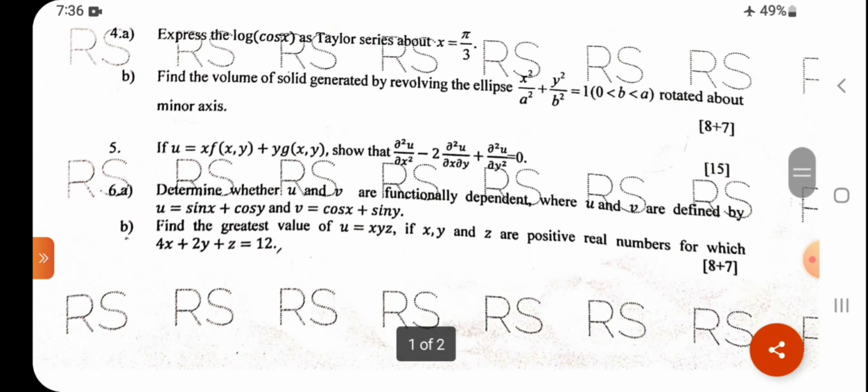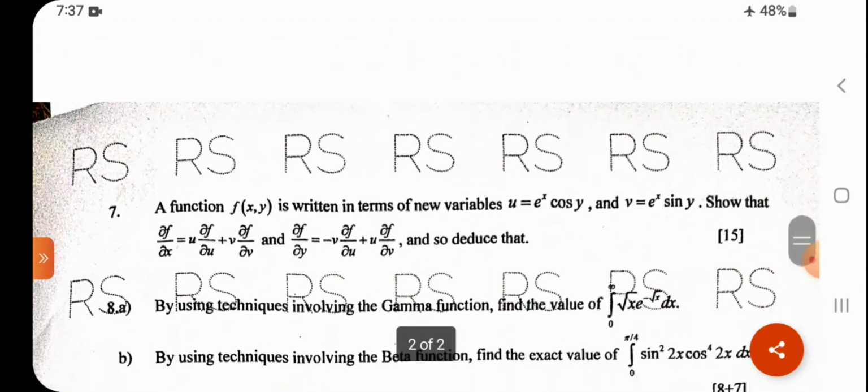Sixth a bit: determine whether u and v are functionally dependent. That means indirectly you are calculating the Jacobian for u and v. Already u and v are functions of x and y, and x and y are the variables. You calculate the Jacobian. If the Jacobian is equal to 0, you call it dependent; if not equal to 0, independent. Just verify it, don't calculate any type of relation. Sixth b bit: find the greatest value of a function. So maximum and minimum value, and for that function one more equation is also given. Indirectly you are using the Lagrange multiplier method to get the value. Just apply that and you will get the answer.